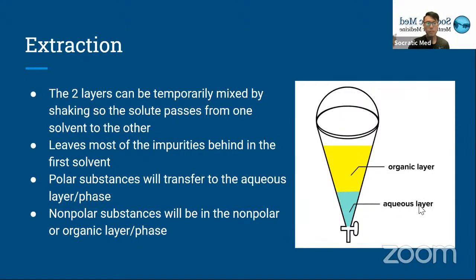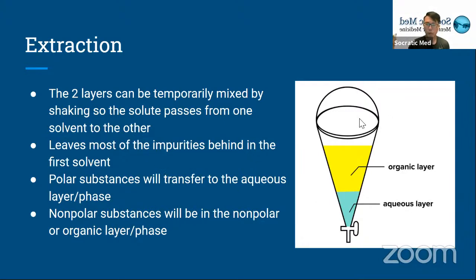By mixing the two layers temporarily, if the product is a non-polar substance, you will transfer it from the aqueous layer into the organic layer. And the opposite will happen if you are trying to extract the polar product. The organic layer that originally had the polar substance will transfer it to the aqueous layer after mixing.